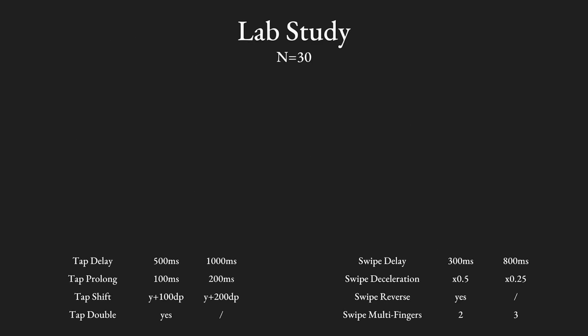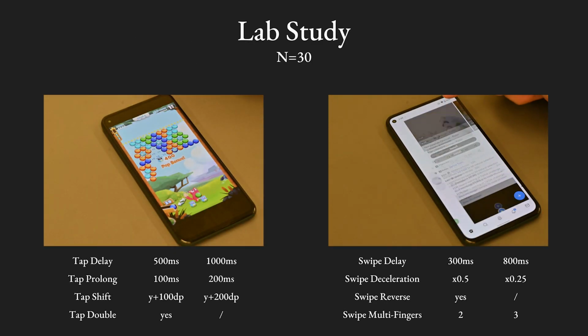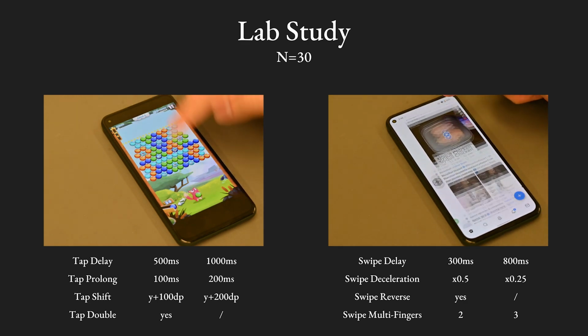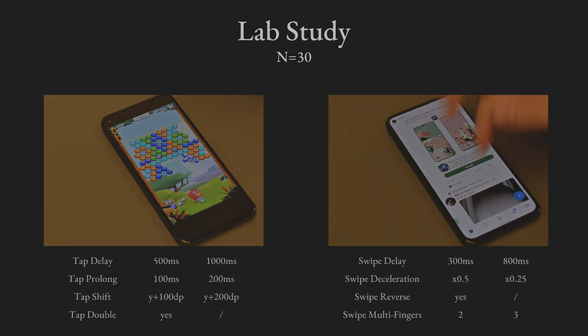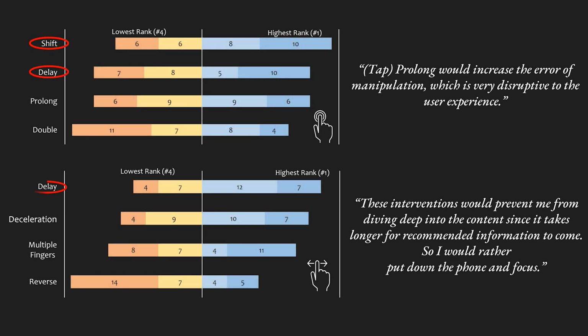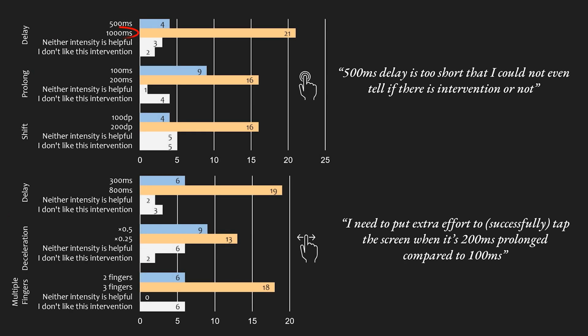We first conducted a pilot lab study with 30 participants to evaluate the usability of the different InteractOut implementations on 2 intensity levels. Participants preferred tap delay, tap shift, swipe delay, and swipe deceleration, which created a higher mental load but a lower physical load. And participants tend to prefer the higher intensity level for most interventions.